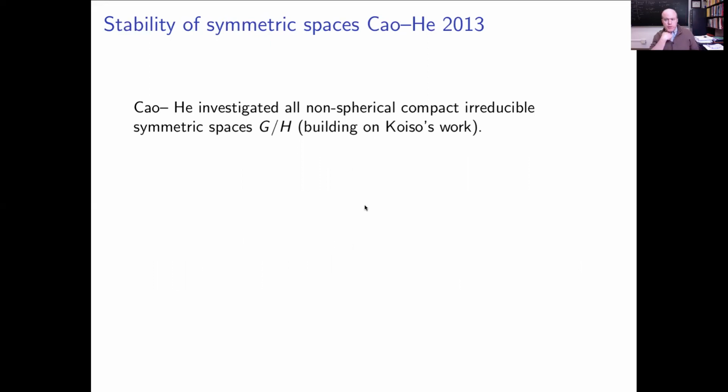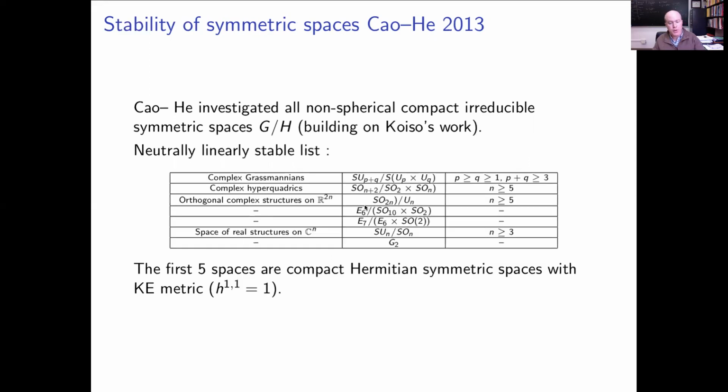Now, a very important contribution to the study of stability was made by Cao and He in 2013, who investigated symmetric spaces and made an exhaustive list of what we could say about their linear stability. So here's the list. We're interested in the neutrally stable case, where H11 is 1. Here are all the examples which are neutrally stable in their list. G2, for example, isn't a Hermitian symmetric space. But the first 5 spaces on this list are. They all satisfy this constraint, because otherwise we would know they're linearly unstable by the argument I just outlined before. And so we don't know what happens with the stability of these.